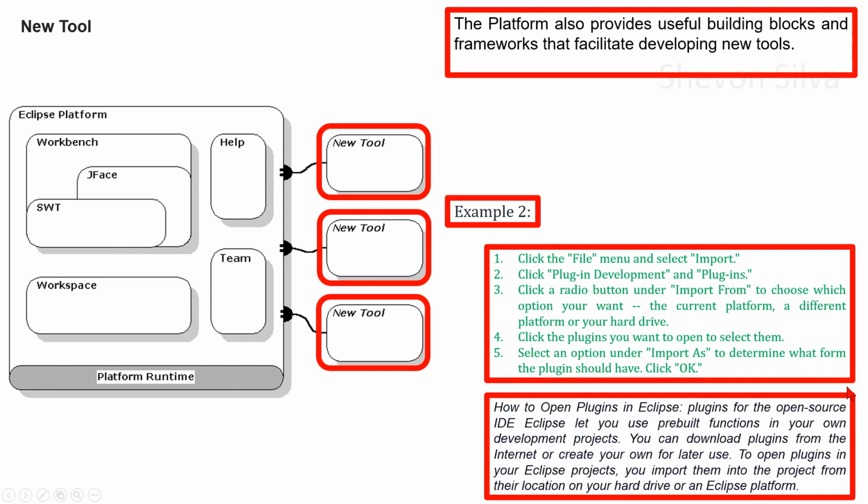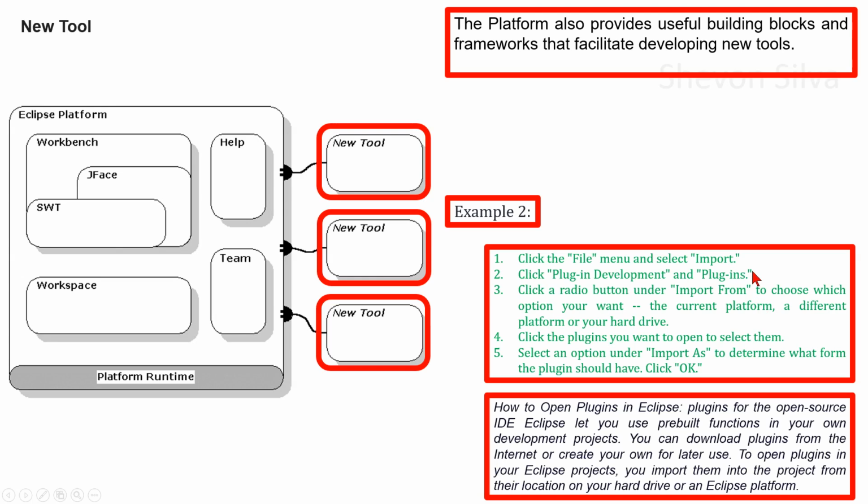Here, as another example, we consider how to open plugins in Eclipse. Plugins for the open source IDE Eclipse let you use pre-built functions in your own development projects. You can download plugins from the internet or create your own for later use. To open plugins in your Eclipse project, you import them into the project from their location on your hard drive or an Eclipse platform. Step 1, click the File menu, select Import.